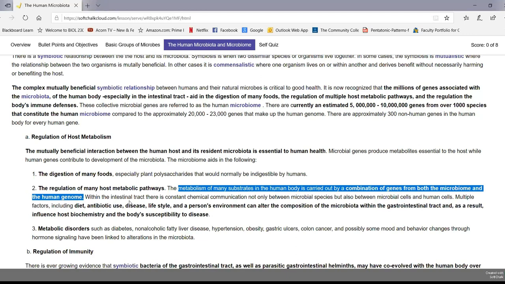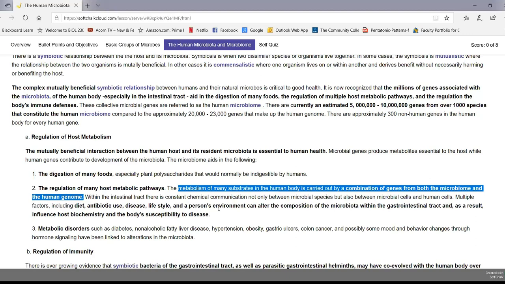This is especially true in the intestinal tract, where there's a constant communication between the microbial species themselves. We'll learn later on under quorum sensing that they talk to one another chemically, and that influences their activity. But there's also communication between microbial cells and human cells. So there's a lot of things that influence our biochemistry and our body's susceptibility to disease.